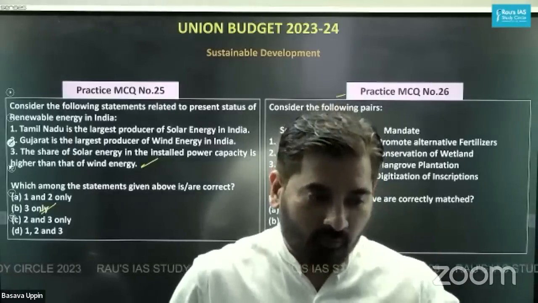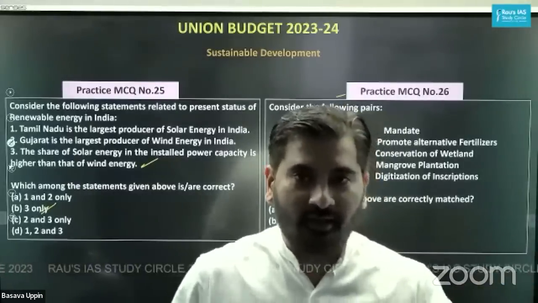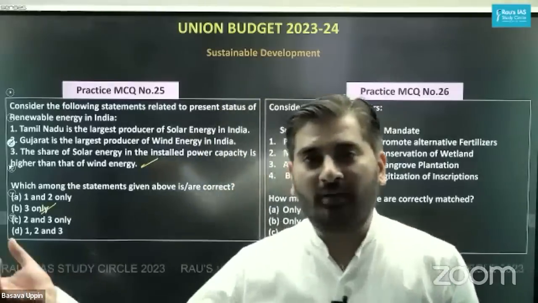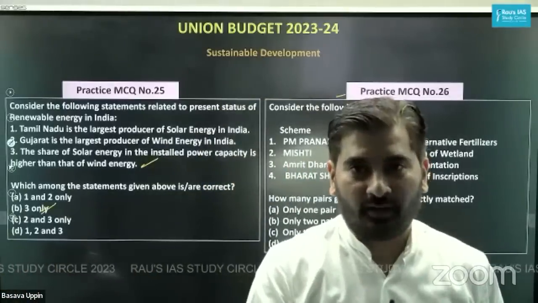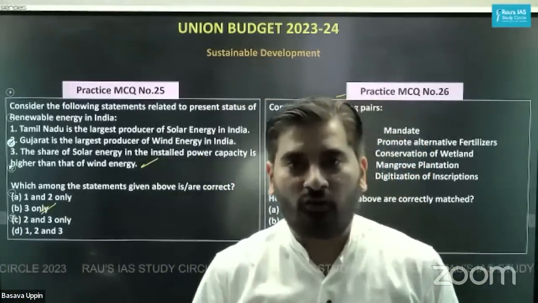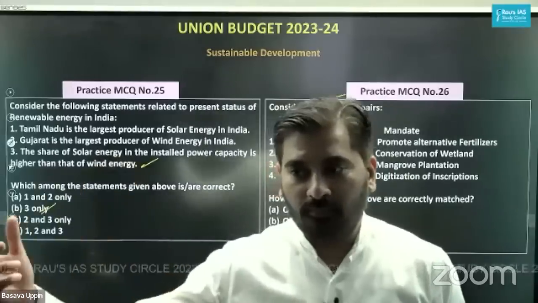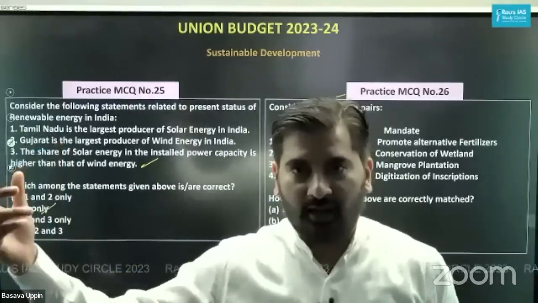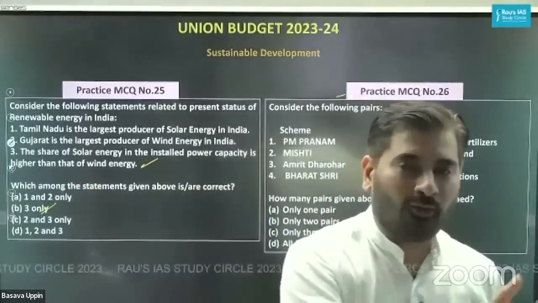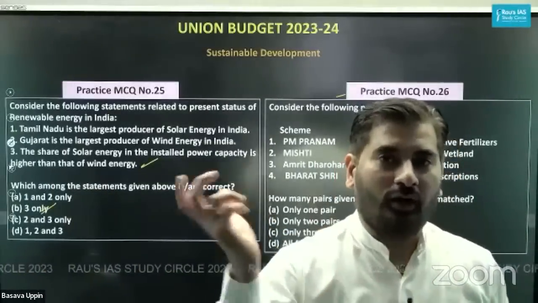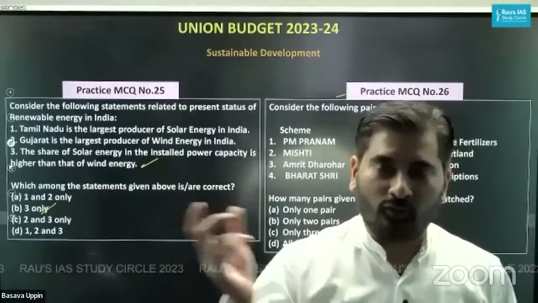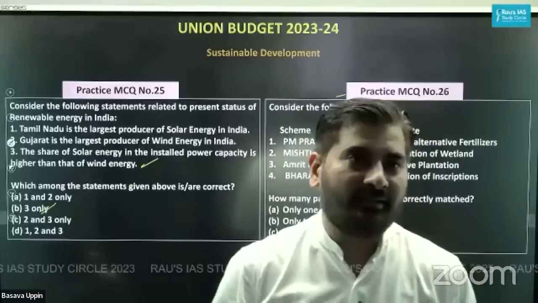Evacuation means once the electricity is generated, it has to be transmitted through distribution lines. For example, let's say we are generating solar power in Ladakh. This solar power has to be supplied to other parts of India also. So how will you take out electricity from there? Through distribution lines. That we call evacuation.